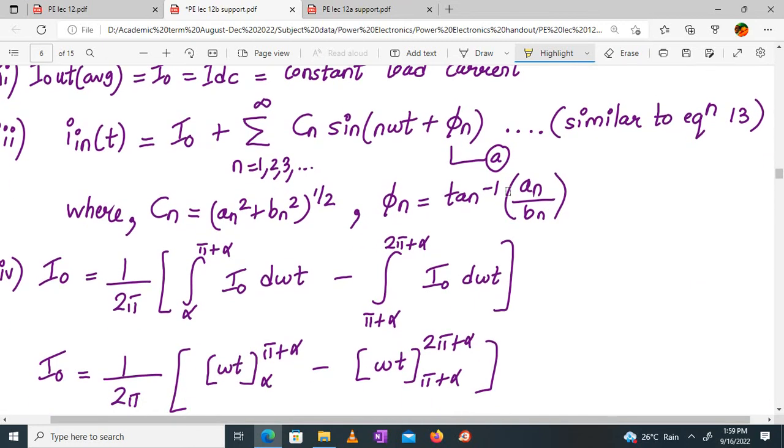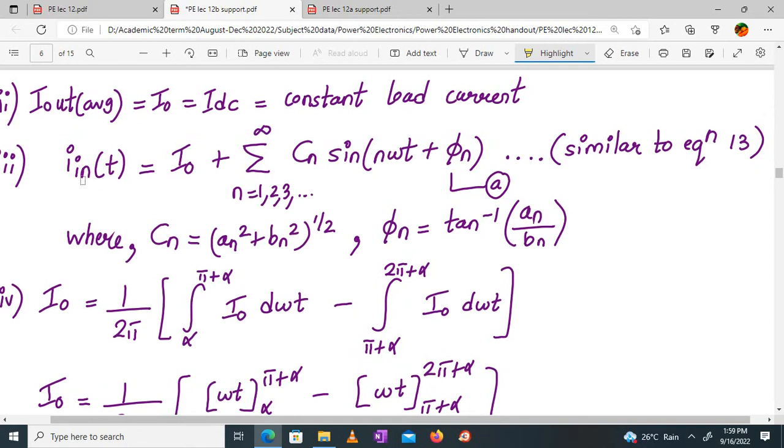Now we can write similarly, similar to equation number 13. That was for voltage, this is for current. I n of t is I0 plus summation of all the terms. Half wave symmetry will come below. And Cn is the square root of An square plus Bn square, times sin of n omega t plus phi n. What is phi n? Phi n is the delay angle of the nth harmonic. So this is equation number A, which you have in the syllabus. We are applying this to the full converter, as given in the syllabus.